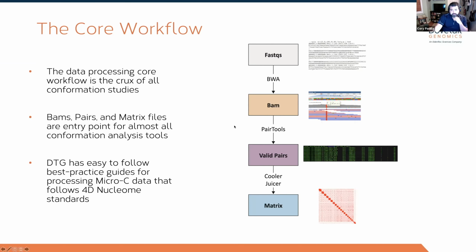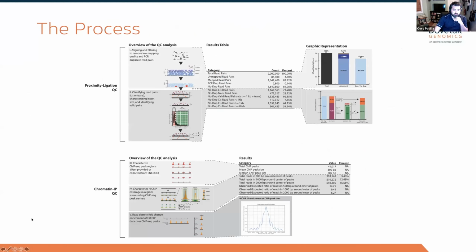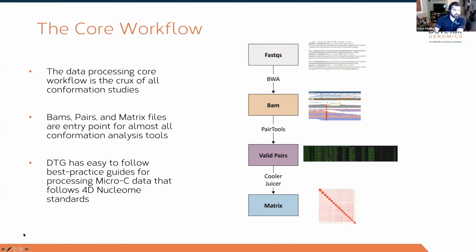So it starts with the FASTQ, which is the raw data that comes off the sequencer. Then we're going to align, and we align with BWA, and I'll talk about that a little bit more in depth in a few slides to get your alignment. And then you feed your alignment into a pairs sorter.